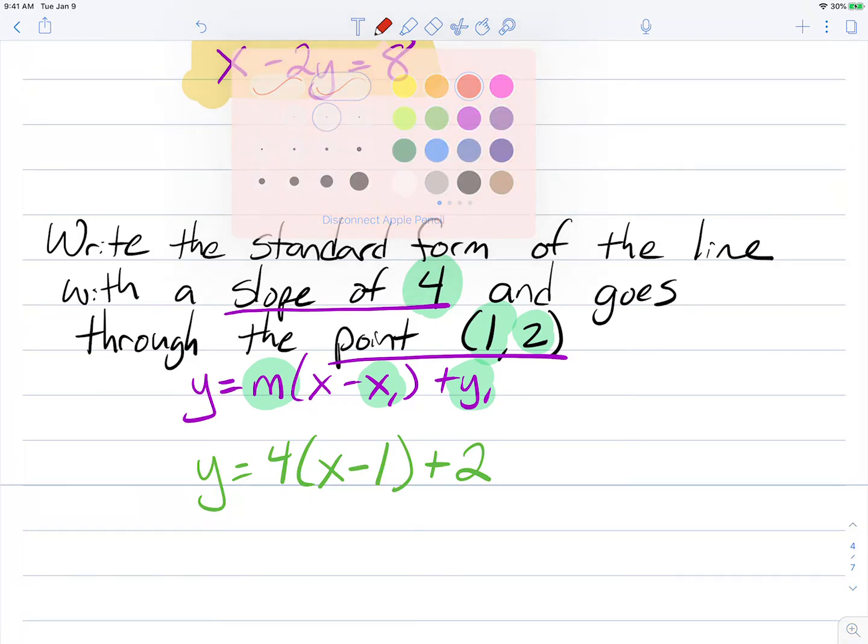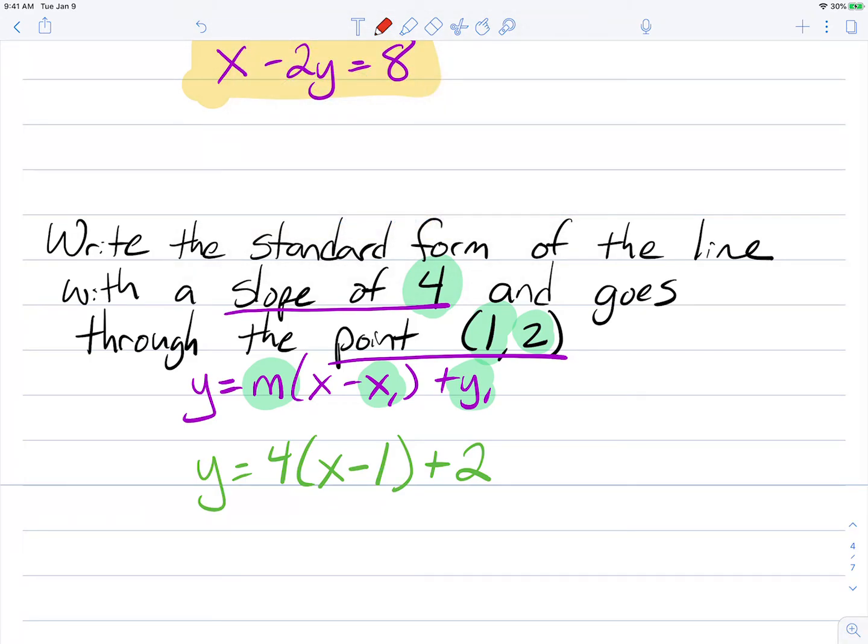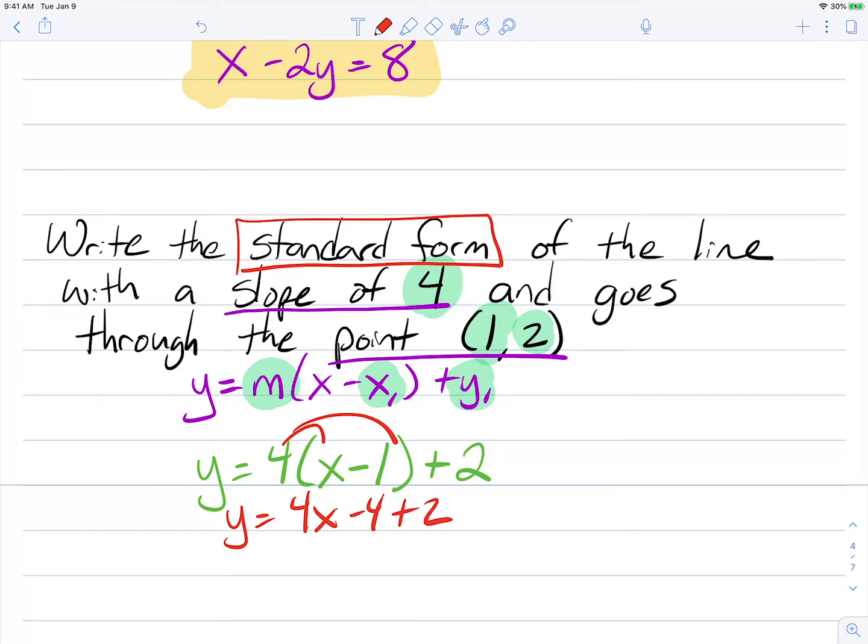Now I need to make sure that I do finish my problem. Be very careful with reading the instructions. Some ask for point slope form, some ask for standard form. This one's asking for standard form. So I need to first distribute, because I can't have parentheses there. y equals 4x minus 4 plus 2. I'm going to combine like terms. So y equals 4x minus 2, combine those.